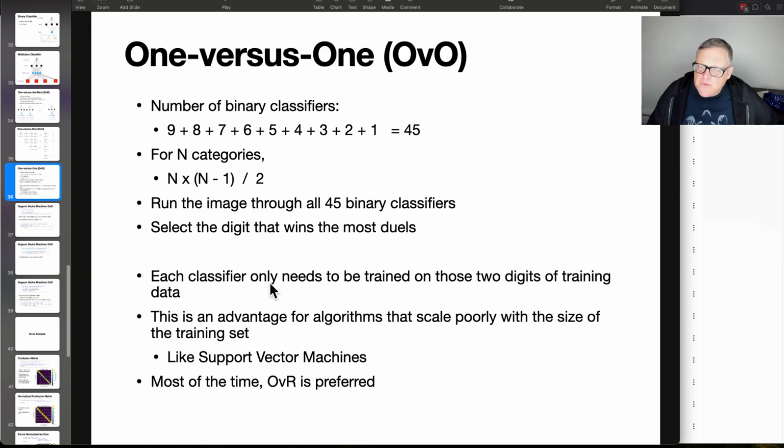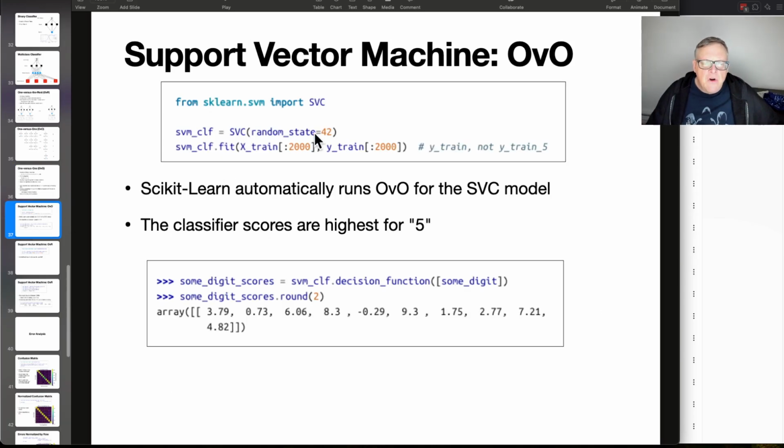This way, each classifier is only trained on a small subset of the data, and that's an advantage if your algorithm gets expensive given a large amount of data. One versus the rest tends to be preferred, though. It's using more of the data more effectively. Then there's support vector machines, which are these straight line classifiers we've talked about. If you do that with 1 versus 1, it turns out that the largest signal is indeed 5.